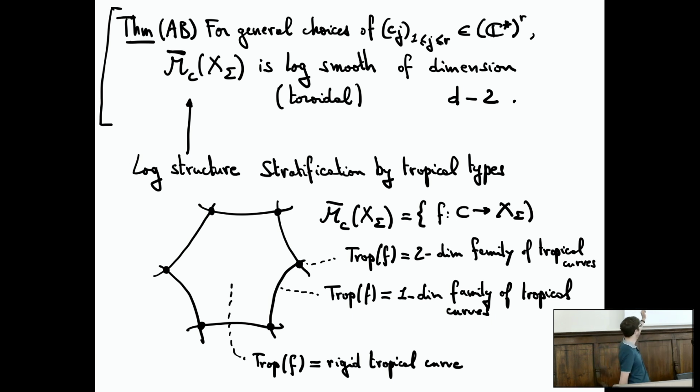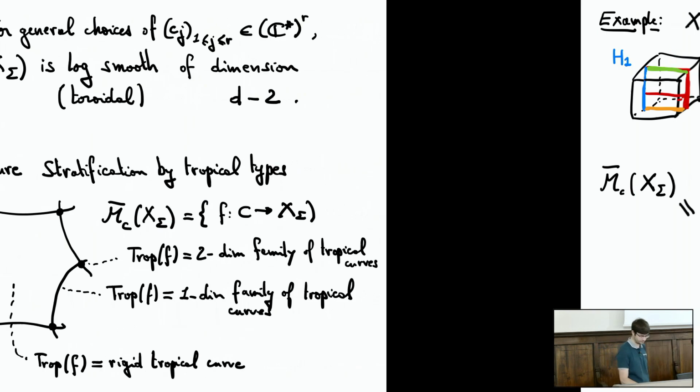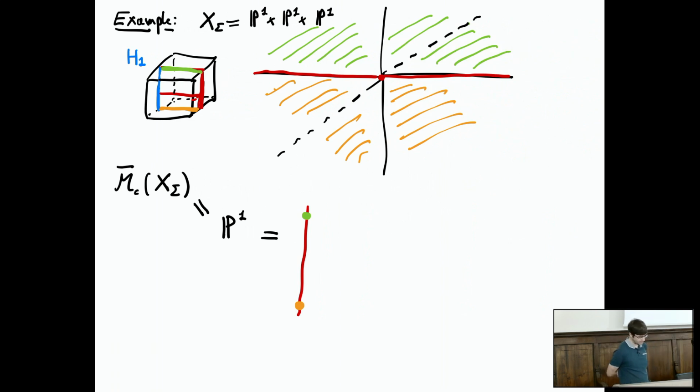But if you go to some kind of codimension 1 boundary, then your log curve will live over a log point with, for example, a monoid like N. And the tropicalization will be a one-dimensional family of tropical curves. And if you go to deeper strata, you get higher dimensional families of tropical curves. Here's a typical example to have in mind.